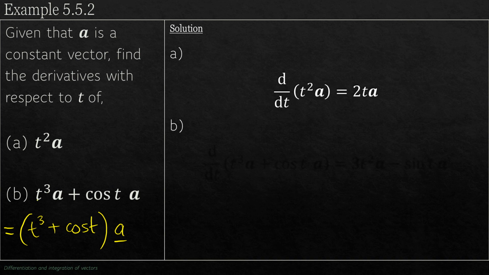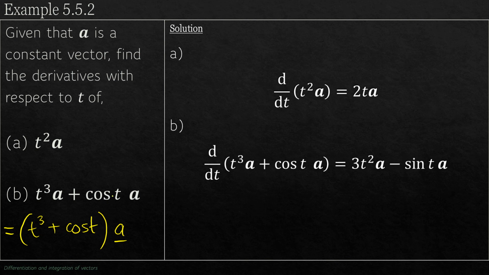So this goes to 3t squared a minus sine t a. Once again, if you wanted to, you could rewrite your answer by taking out a common factor of a.